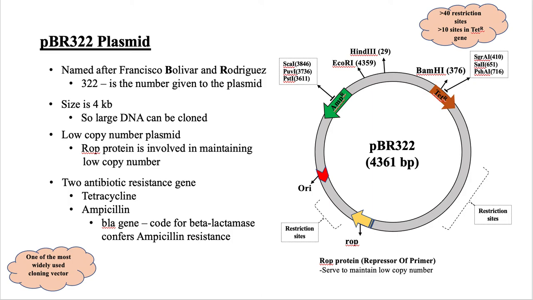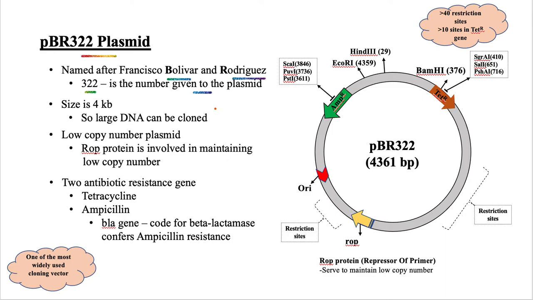Okay, so the next plasmid is pBR322. As far as the naming is concerned, small p is for plasmid, and BR is for Bolivar, and R is for Rodriguez. So these are the scientists who designed this plasmid. And 322, like I mentioned before, there is no standard rule for these numbers. It's just the number given to a plasmid in a particular laboratory.